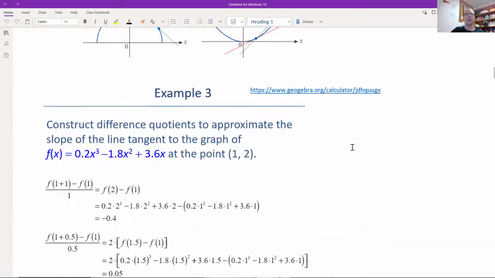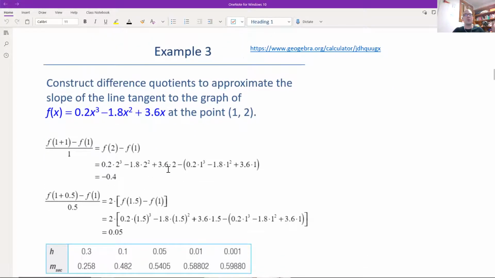And we could do example number 3 here, but I'm kind of just thinking we just look over this one instead of doing it, because it's pretty much the same thing that happened in example 1. Our instructions are construct difference quotients to approximate the slope of the line tangent to the graph at the point 1, 2. So our point of interest is 1, 2, our x value is 1. So on both of these, we would be trying to approach 1 as an x value.